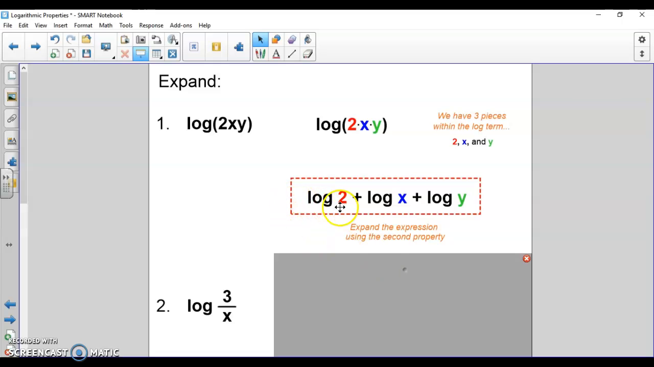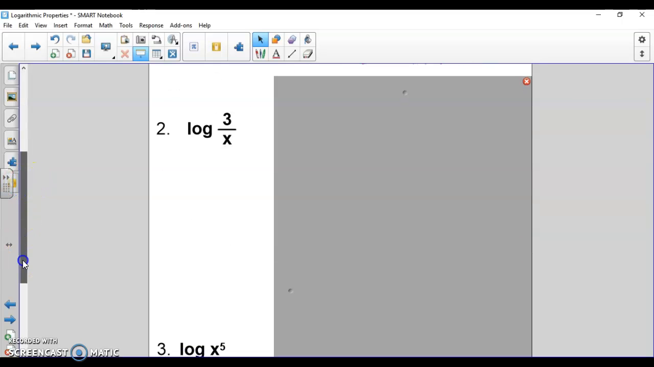We have log of 2. Technically it's base 10. I'm not going to give you any bases on these. There's no need to remember to rewrite those. So it's going to be log of 2 plus, since it's multiplication, log of x, plus, since it's multiplication again, log of y. And that's it. That's all there is to it. Expanding is just that. There's really no work involved in this. I'm going to combine some steps into one, but again, there's no steps in this.